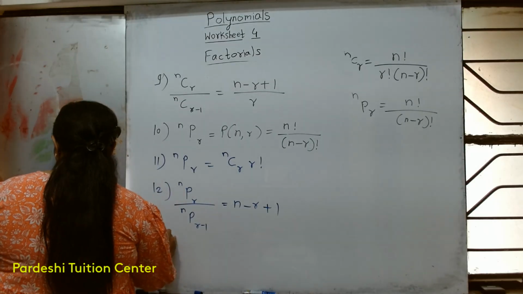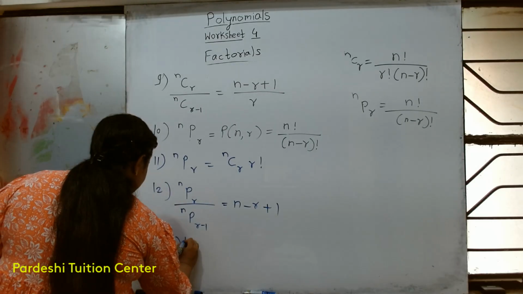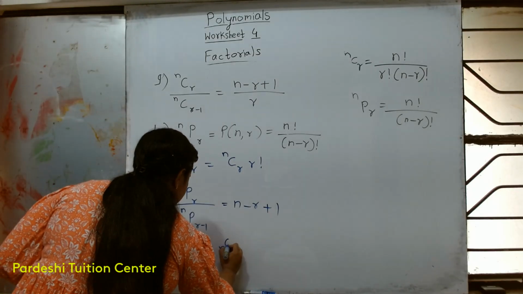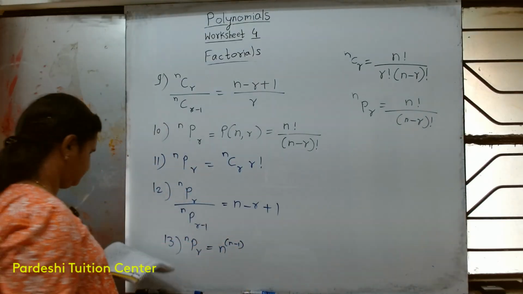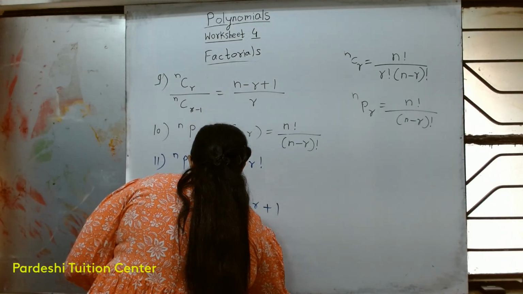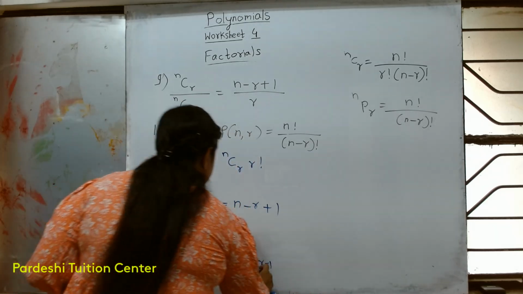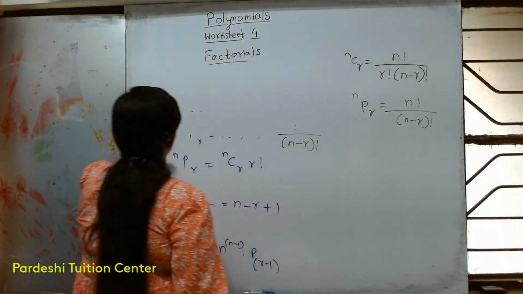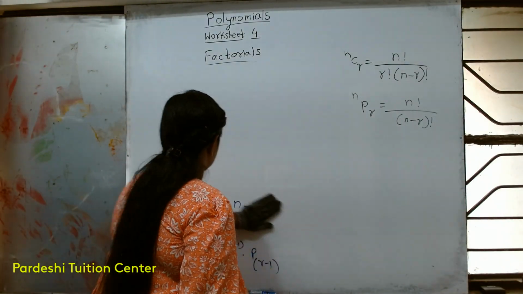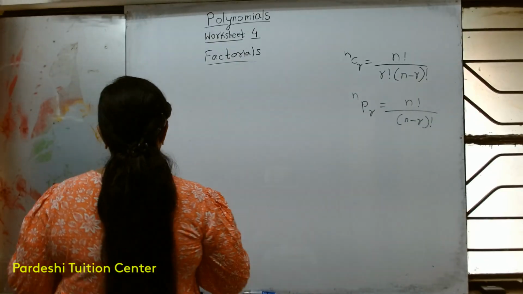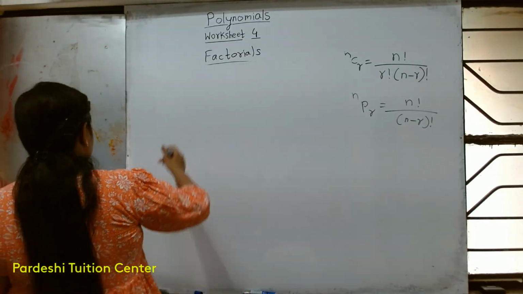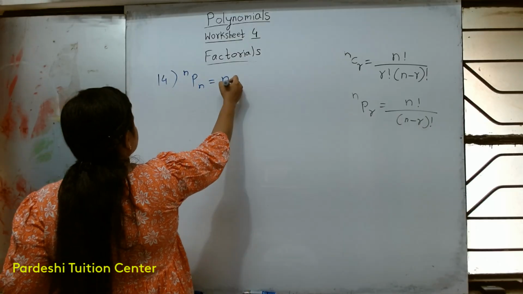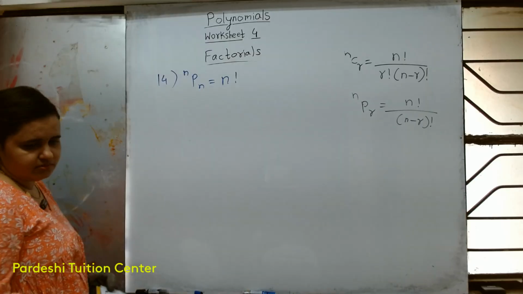Now the 13th one is nPr equals n into (n minus 1)P(r minus 1). Next, the 14th one is nPn equals n factorial. We will check it.